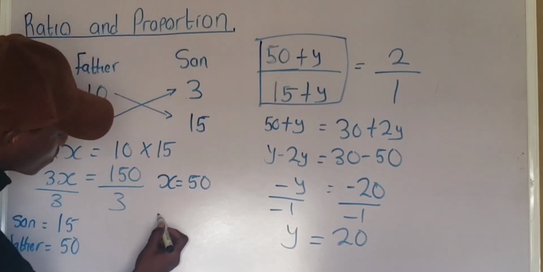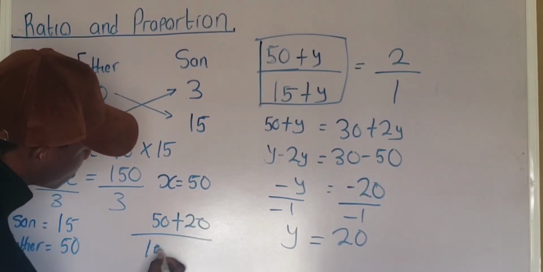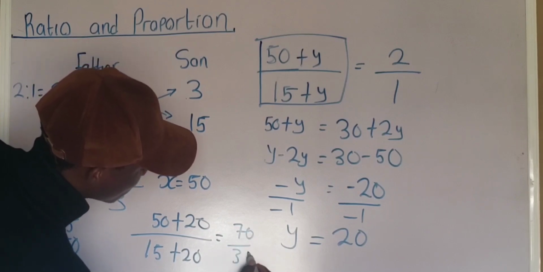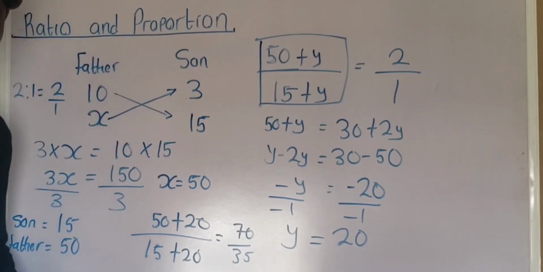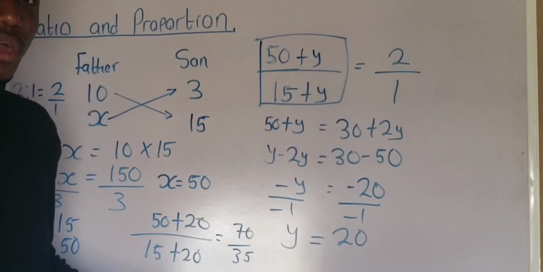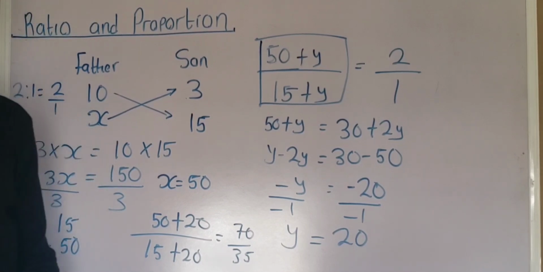Substitute the value of y into this. We're going to have 50 plus 20 all over 15 plus 20. That will be 70 over 35. 70 divided by 35 is what? 2/1. You can see that in 20 years time, the ratio of their age will be what? 2:1, because 70 divided by 35 is what? 2/1. Do you understand? Okay.